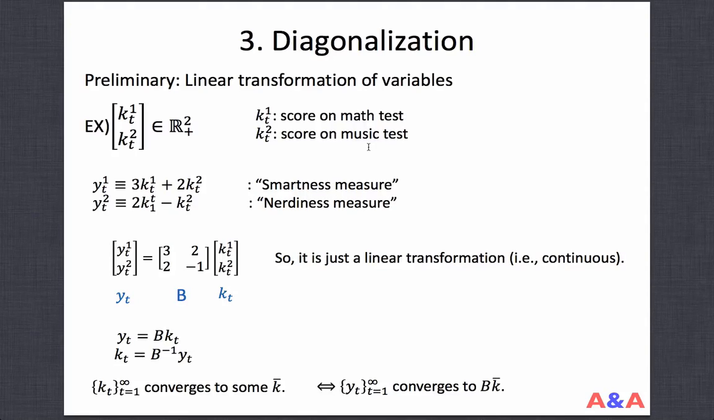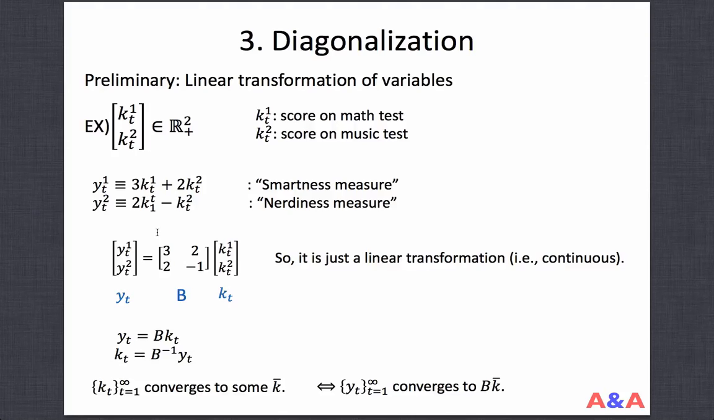The idea behind this is that a smart person should be good at both math and music. The other measure is nerdiness measure, denoted as Y2, and nerdiness measure is defined by 2 times math test score minus the music test score. The idea is that if a person is good at math, then he is likely to be nerdy, but if he is also good at music, then that makes him less nerdy. I know this is a silly example, so don't take it seriously.